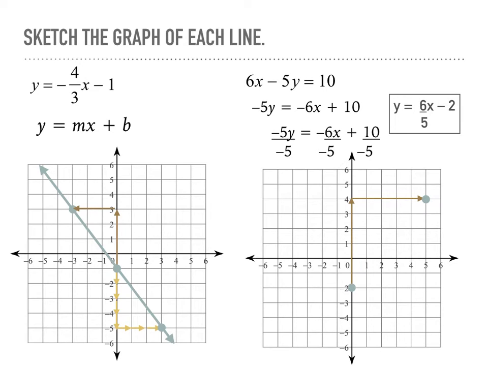And there's no room on the coordinate plane to go down 6 and to the left 5, so we'll just connect these points, and that is the graphical form of 6x minus 5y equals 10. Notice the slope is positive. As you read that graph from left to right, you can see that it's rising.